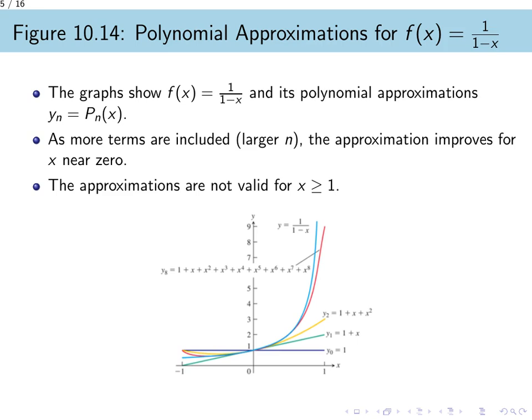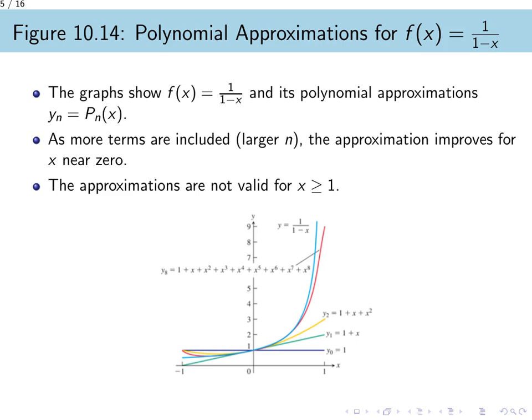This slide presents figure 10.14, which gives us a visual understanding of how partial sums of a power series can approximate a function. We are looking at the function f of x equals the fraction 1 over the quantity 1 minus x, which is shown as the red curve. The other curves are the polynomial approximations we get by taking a certain number of terms from the corresponding geometric series. For example, the approximation y sub 0 is just the constant one, a flat line.